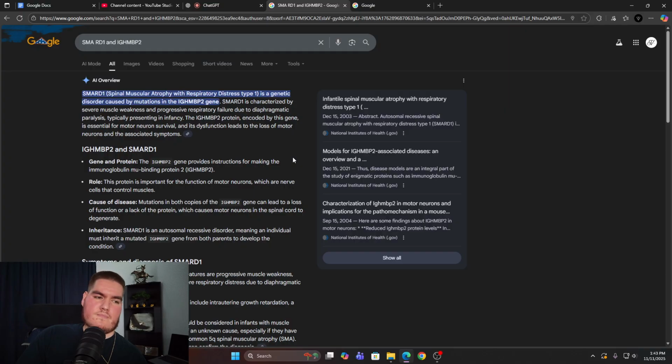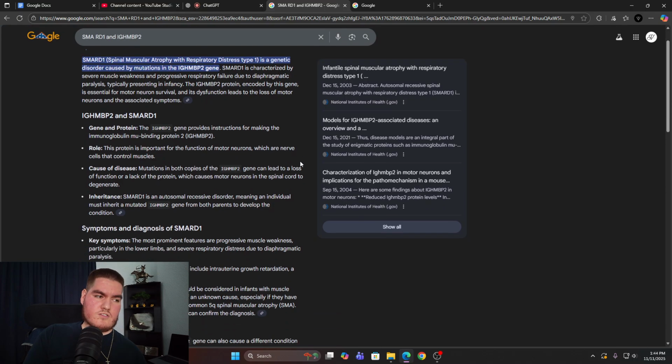Exactly. You've got it. The SMN genes focus on ensuring the motor neurons survive by producing the essential protein, while the IGHMBP2 gene is more about the stability and the signaling of those neurons. It's like they each play a different but complementary role in keeping the motor neurons healthy and functioning. So let's move on to the next one.